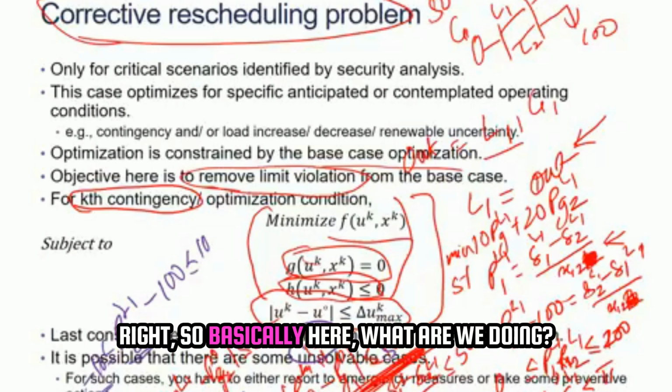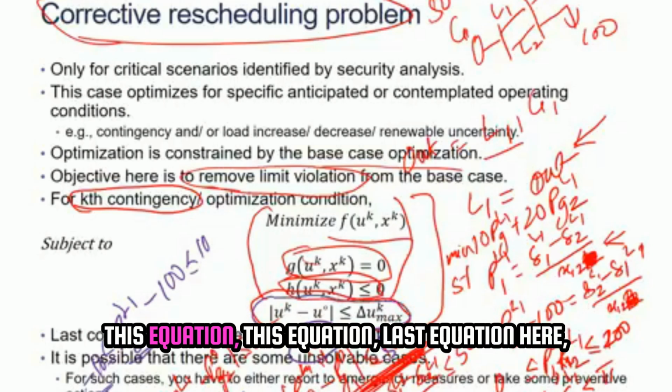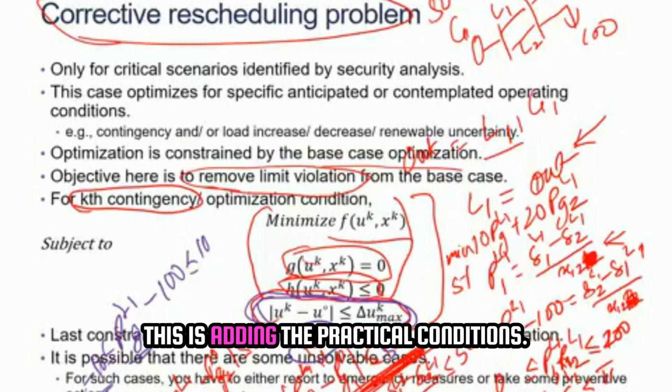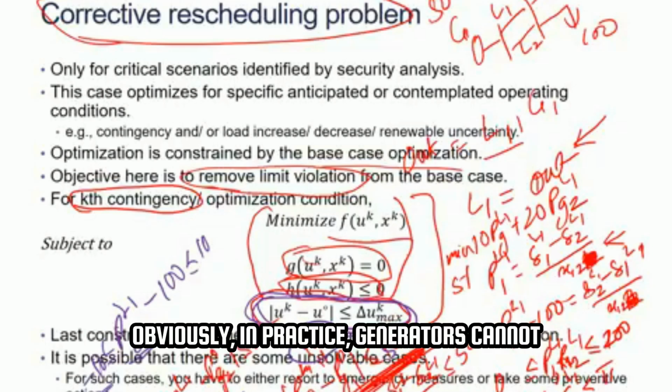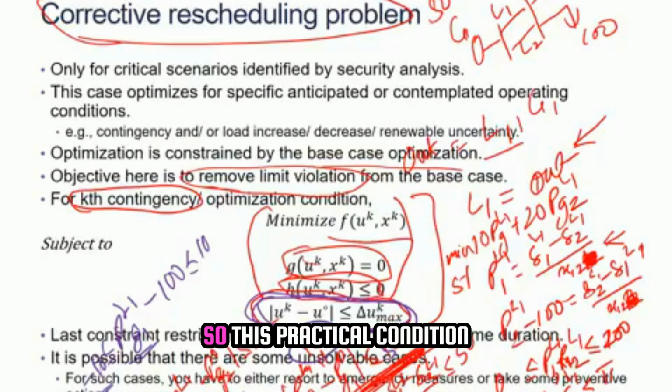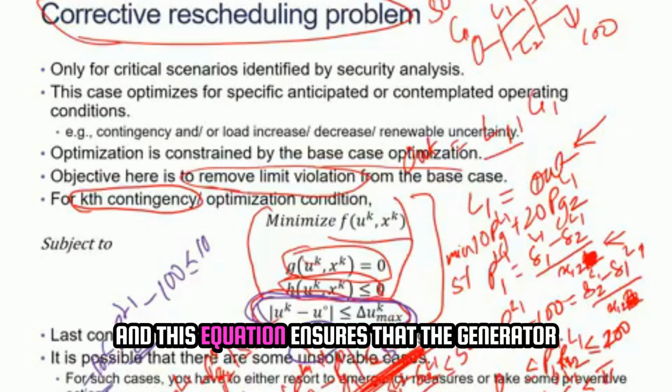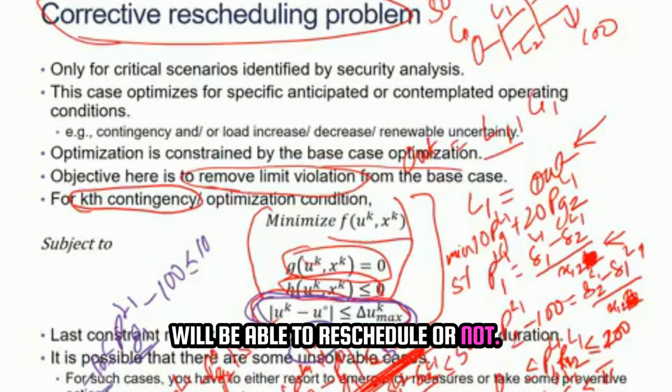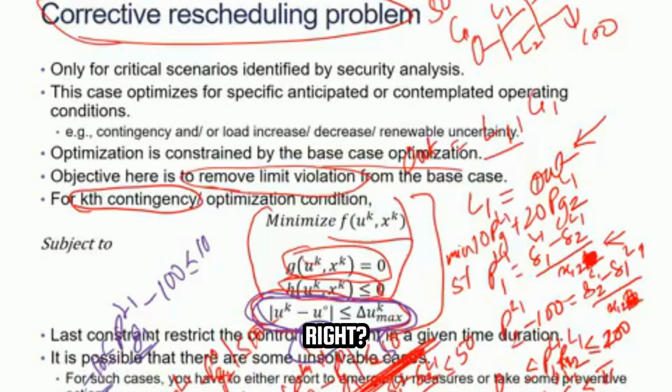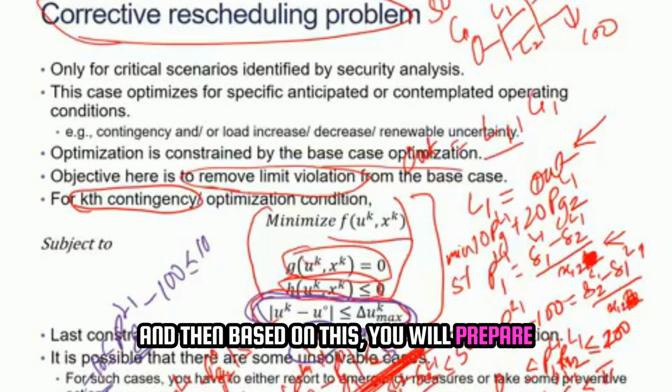Right. So basically here, what are we doing? This last equation here is adding the practical conditions. Obviously in practice generators cannot ramp up and ramp down immediately, so this practical condition is added by this equation, and this equation ensures whether the generator will be able to reschedule or not. Right, and then based on this you will prepare the lookup table.